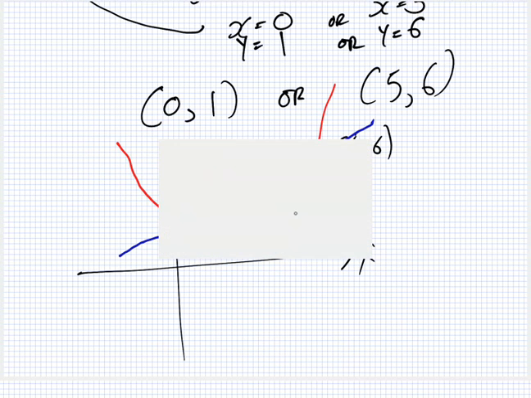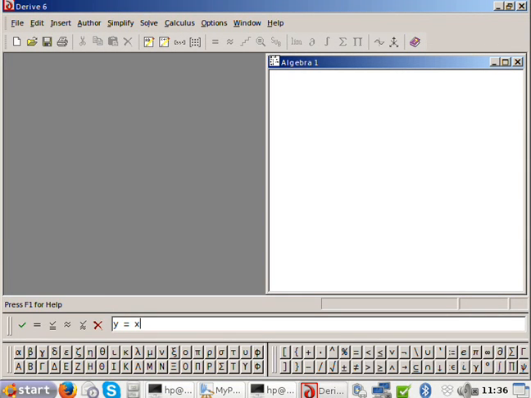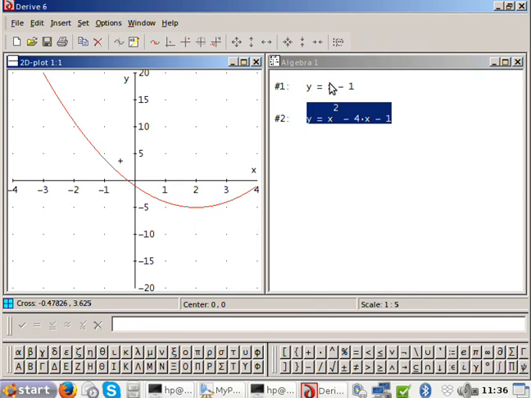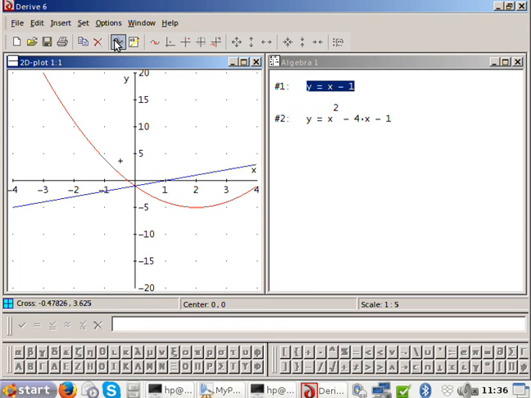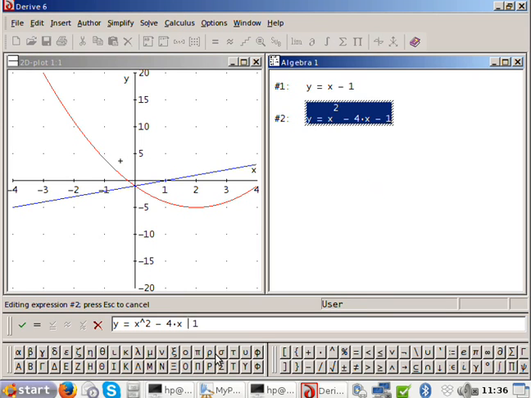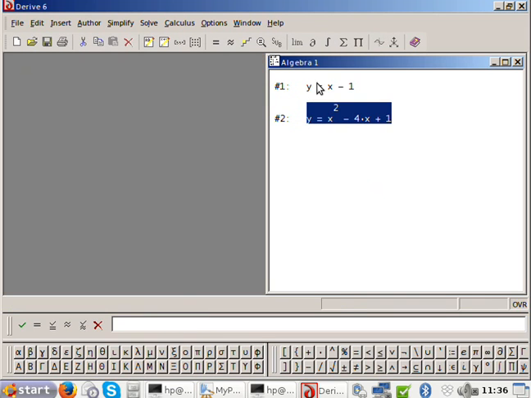Alright, let's have a check. y equals x minus 1, y equals x squared minus 4x minus 1. Draw. Did I type something in wrong? x minus 1. What happened? Plus 1. Oh, I did plus 1. So sorry. So now I have to draw it again.